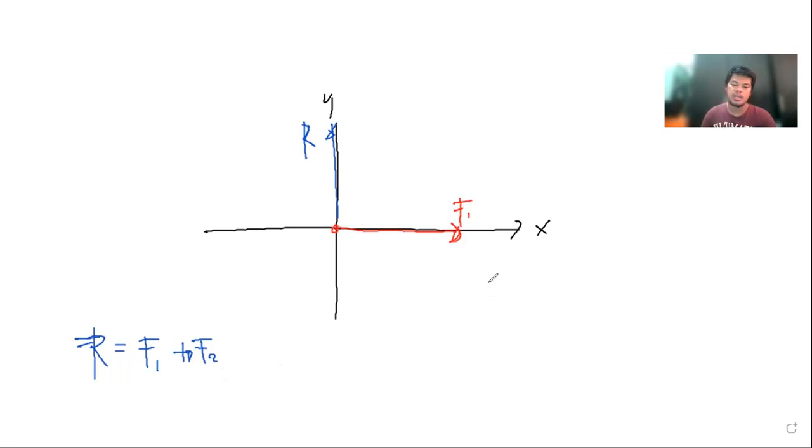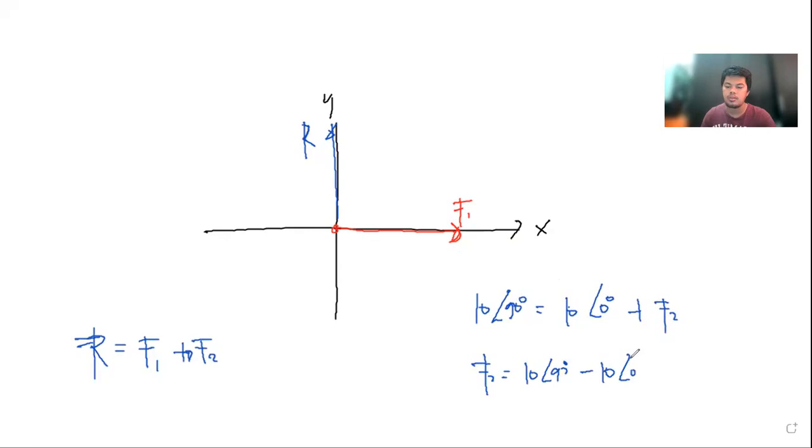R then is 10 pounds from the illustration, acting at 90 degrees. That is equal to F1, 10 pounds at 0 degrees, plus F2. We do not plot the position of F2 because it's unknown. So F2 can be calculated as 10 angle 90 minus 10 angle 0.